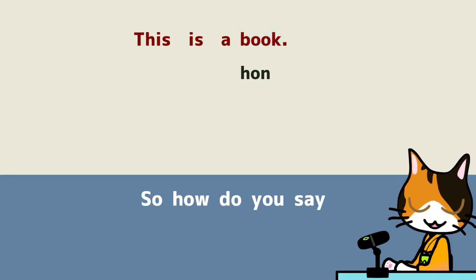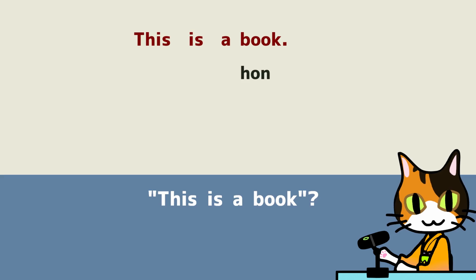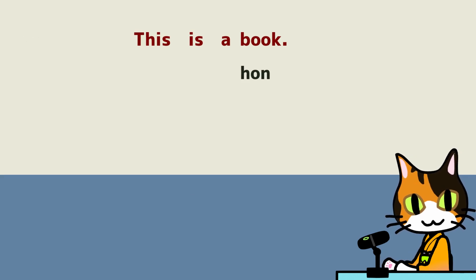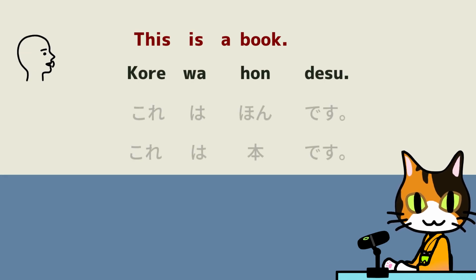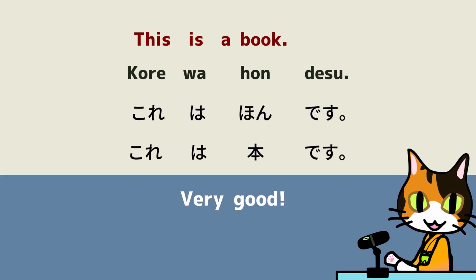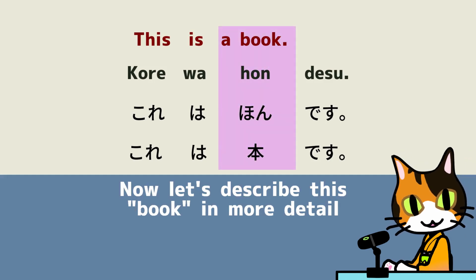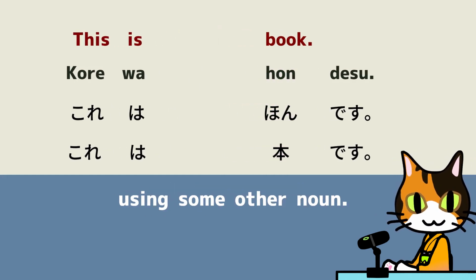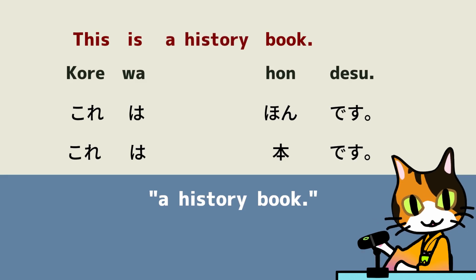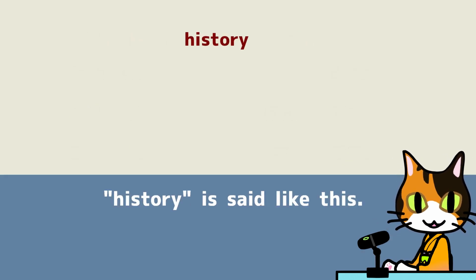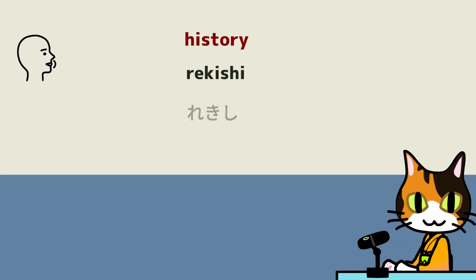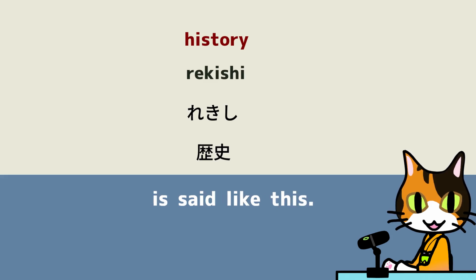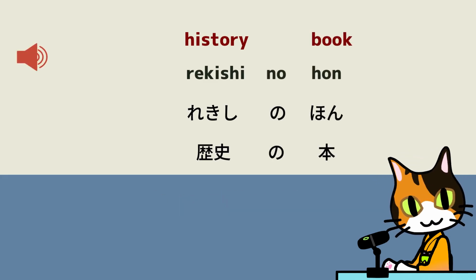Nice. So how do you say, this is a book? Excellent. これは本です。 Very good. Now let's describe this book in more detail using some other noun. Let's say, a history book. In Japanese, history is said like this. 歴史. Great. And, a history book is said like this. 歴史の本.